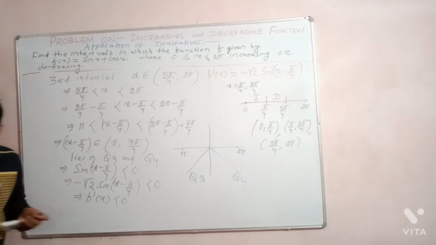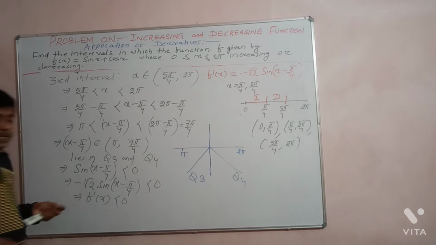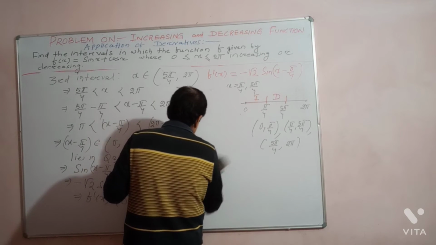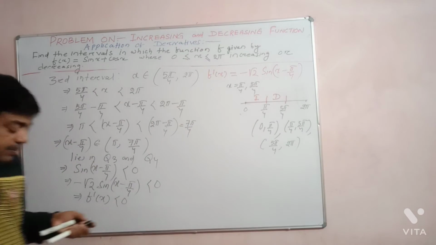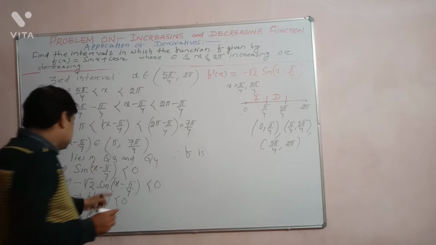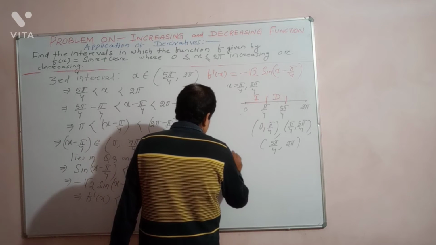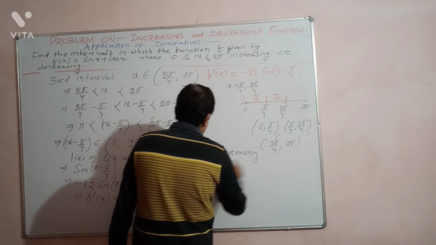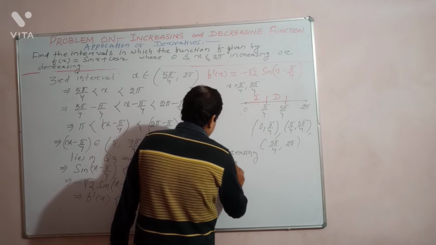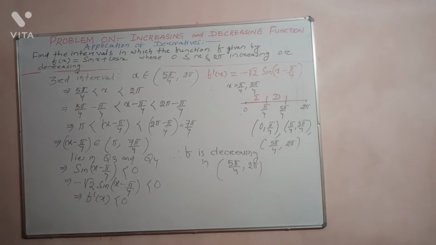Clearly, since f dash x is less than 0, according to the definition of increasing and decreasing functions, using the concept of the derivative, if f dash x is less than 0, then the function is negative, so the function is said to be a decreasing function. The function is decreasing in the interval 5 pi by 4 and 2 pi. Understand?